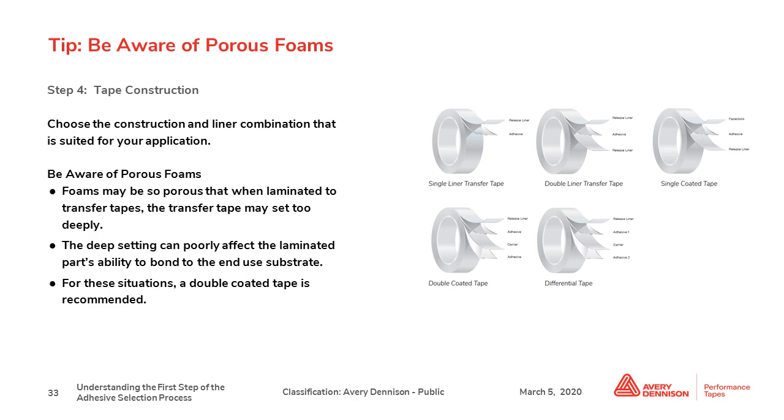All right, the next tip we have is to be aware of very porous foams. It's very similar to the last step we just discussed, except in this situation, porous foams can basically suck up too much transfer tape. So if you laminate a transfer tape to a very porous foam, especially if you apply a lot of pressure to it, the adhesive will actually get sucked up into the foam, and not enough adhesive coat weight will be exposed on the outer layer of the foam.